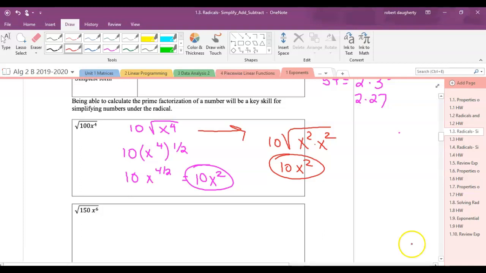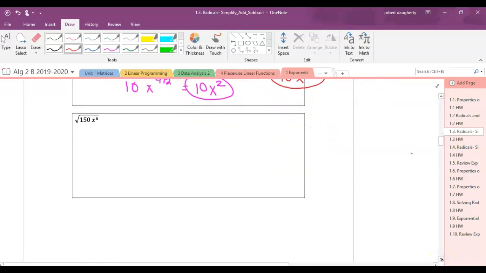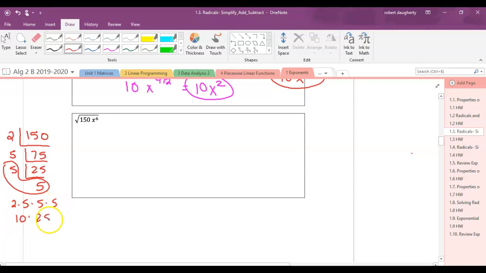150x to the 6th. So take 150. I know it's even. Let's divide it by 2. And I get 75. That can be divided by 5, and I get 25. 5 and 25. Okay. Excuse me. 5 and 5. So that tells me that, okay, I'm looking for perfect squares. So it looks like this is going to be 2 times 5 times 5 times 5. What's that? 10 times 25.